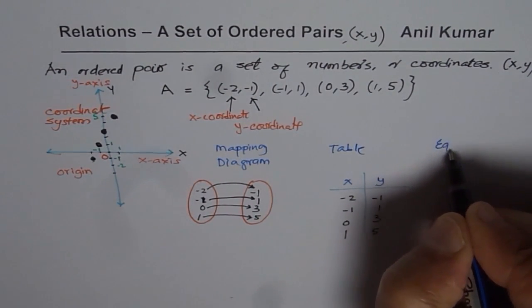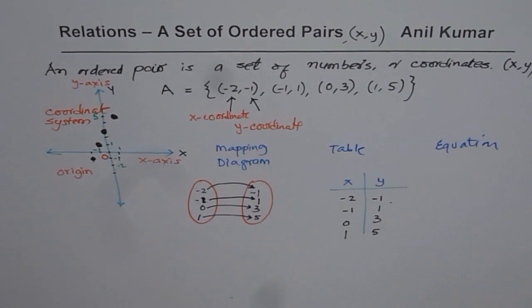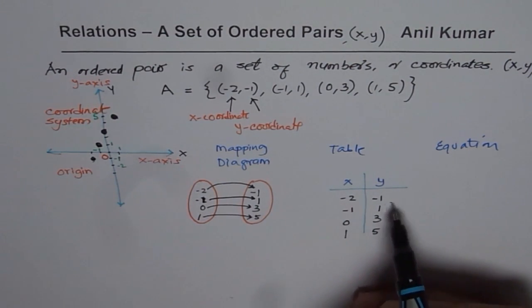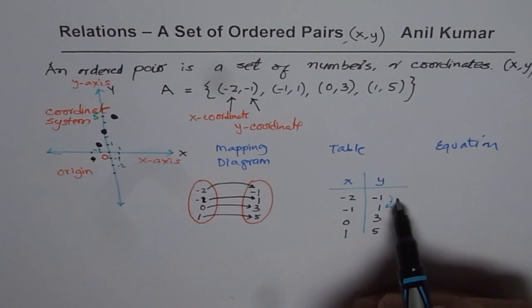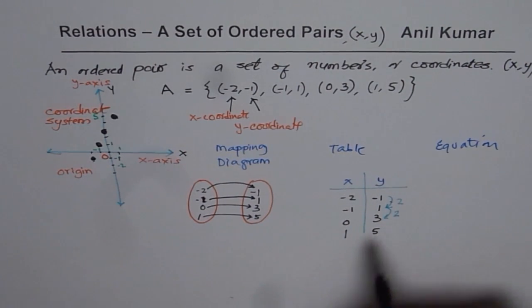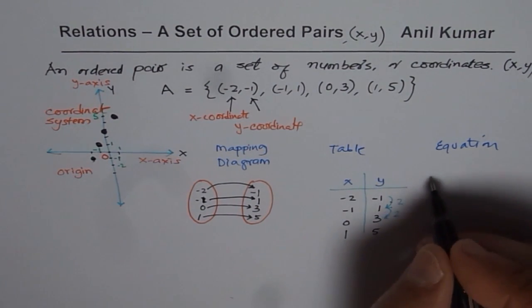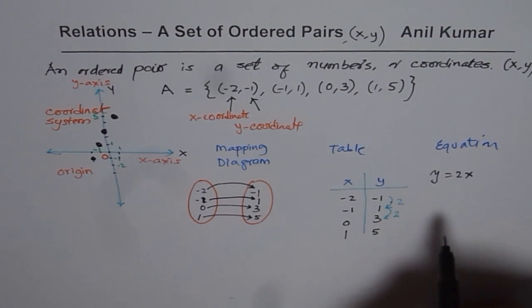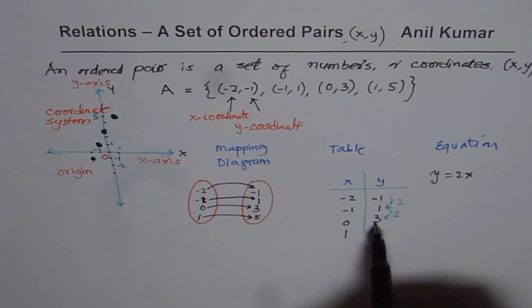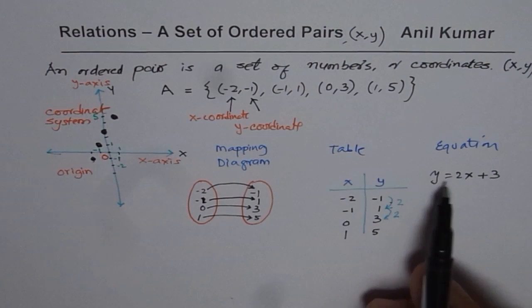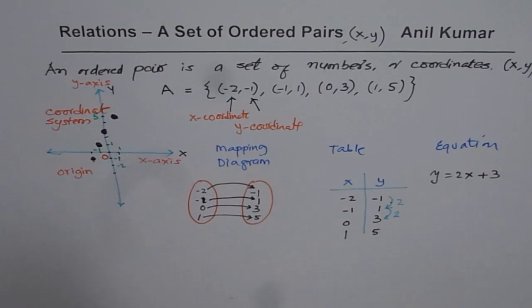At times you can find an equation relating them. So we can have an algebraic equation which could represent the given relation. In this case, what you notice is that for an increase of 1 on the x-axis, y increases by 2, right? Y increases by 2. So you could write an equation with slope of 2. So we say y equals 2 times x. Now how do you get the equation? If x is 0, we want 3, so we add 3 to it, so we get a linear equation. So that linear equation also represents the same relation.